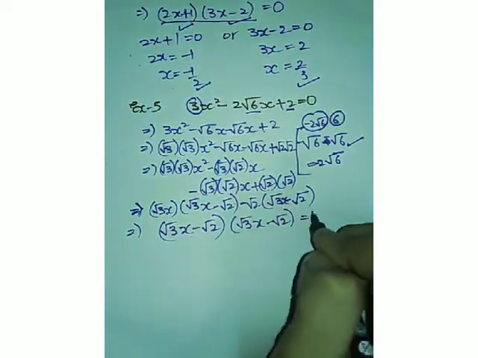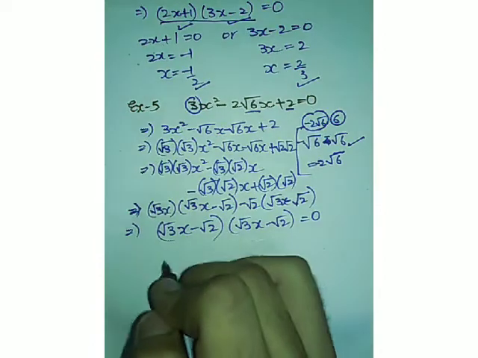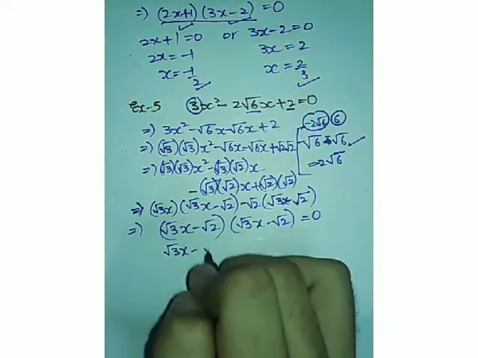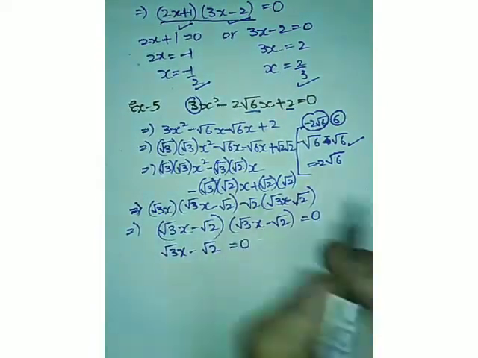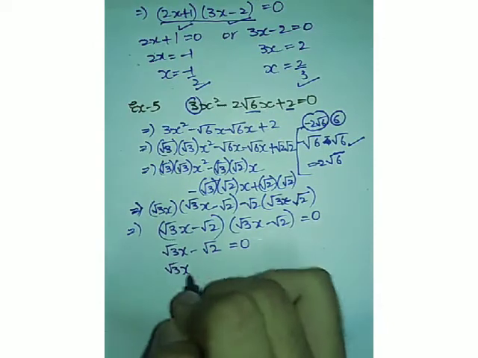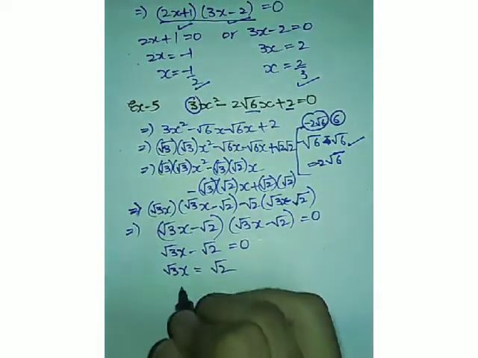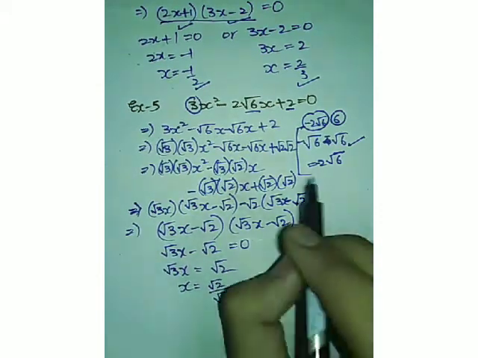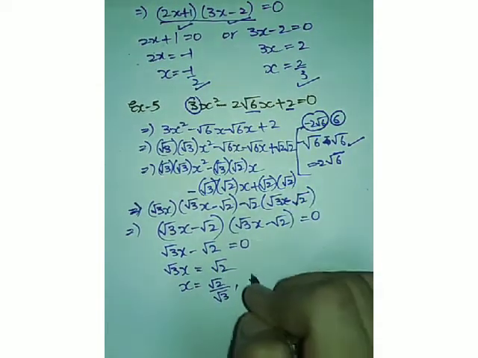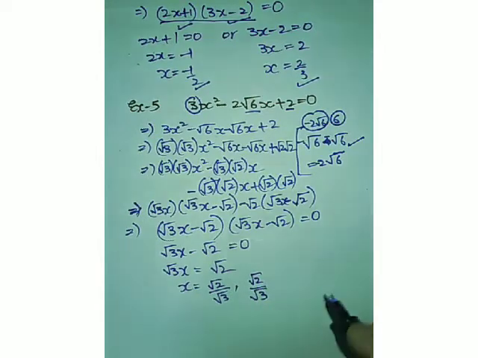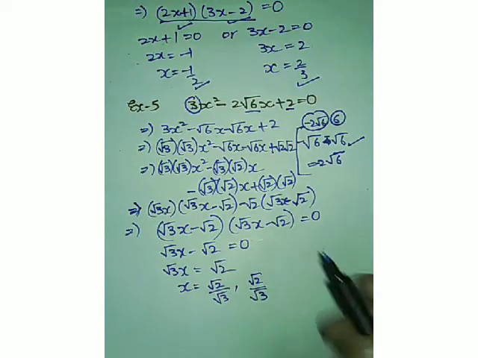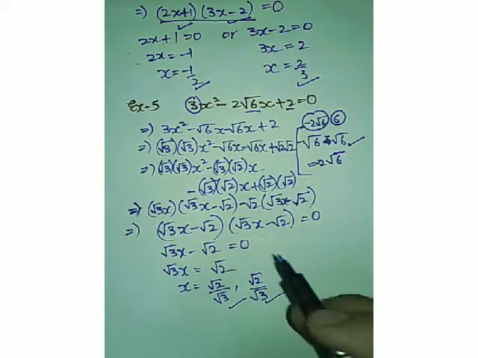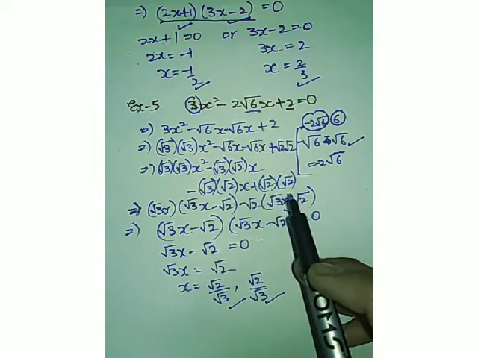Now both of the terms are identical and you can equate any term to 0. In the answer, what will you get? Root 3x is equals to root 2, or x is equals to root 2 by root 3. Now your second factor is also the same, so you will get the similar value of root 2 upon root 3. So these two are the roots of the given quadratic equation.